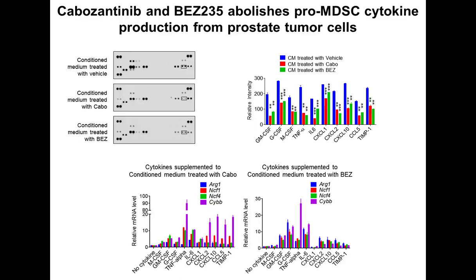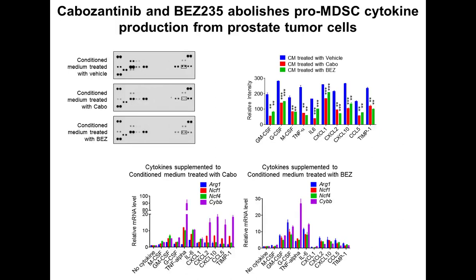And then we used the cytokine proteome profiler array to understand what cytokines are changed by the pre-treatment of drugs on cancer cells, by comparing the vehicle-treated, carbo-treated, or BZ-treated conditioned media. And we see that, again, quite a few of the cytokines are changed, not just a single one. So you see that those very well-known cytokines that regulate MDSCs, such as GM-CSF, G-CSF, TNF-alpha, and IL-6, are all reduced by carbo or BZ treatment.